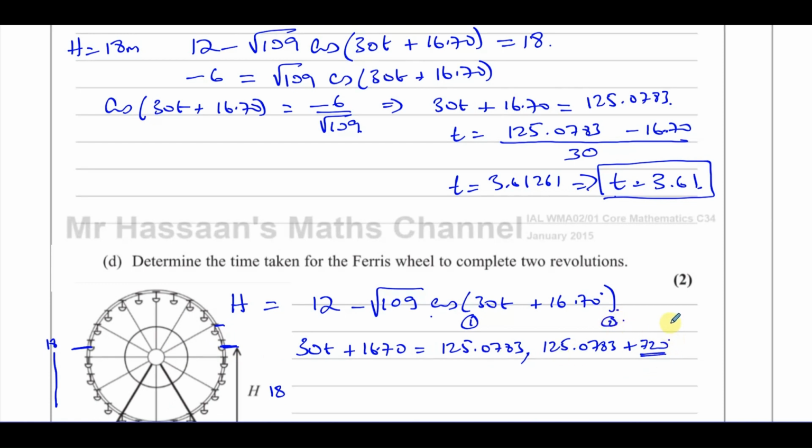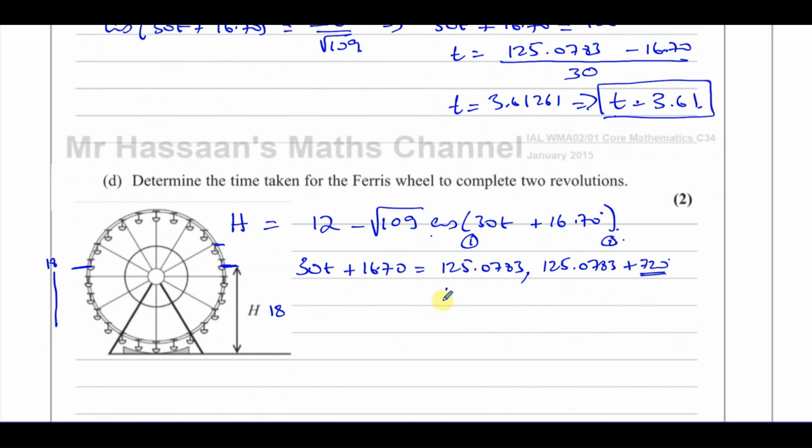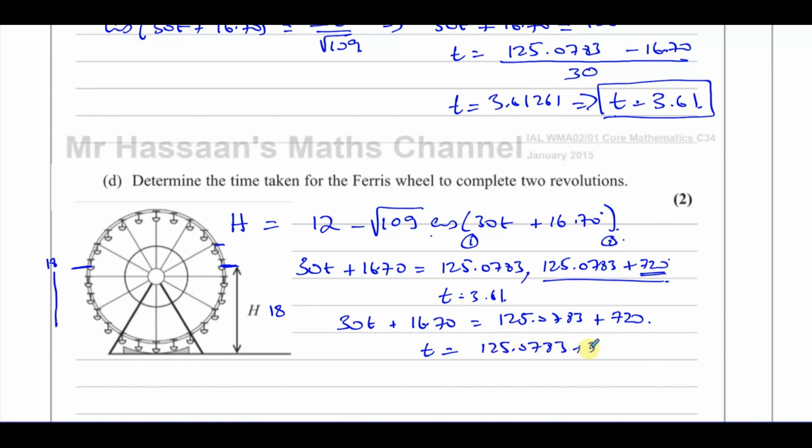Okay, so if I now find, I know this time already, this time is 3.61. I need to find what this time is. So I can say 30t plus 16.70 is equal to 125.7083 plus 720. Okay, so now I can say t is equal to 125.0783 plus 720 minus 16.70 over 30, and that will give me the time it's gone past here.